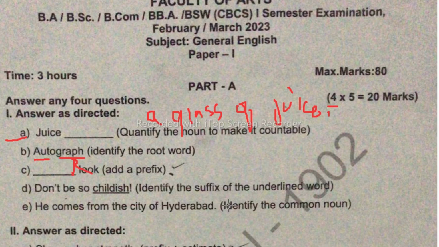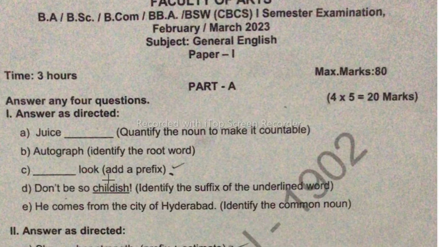Next one, dash look. Here you have to add a prefix. Prefixes are nothing but what we add before the words. Which prefix can we add to look? We can add overlook or outlook to it. So if you write outlook or overlook, these are correct. You have to choose one of them.